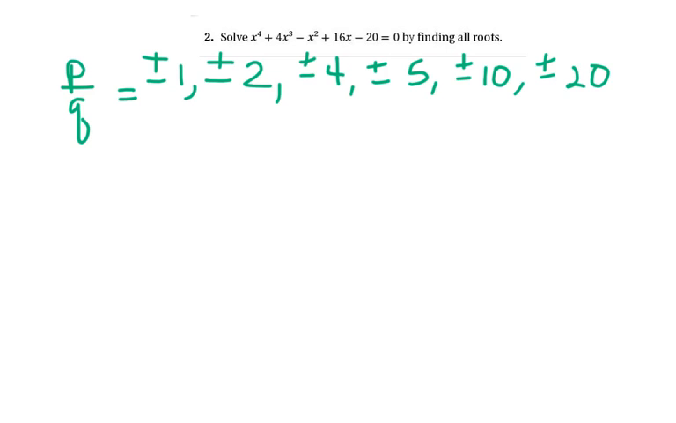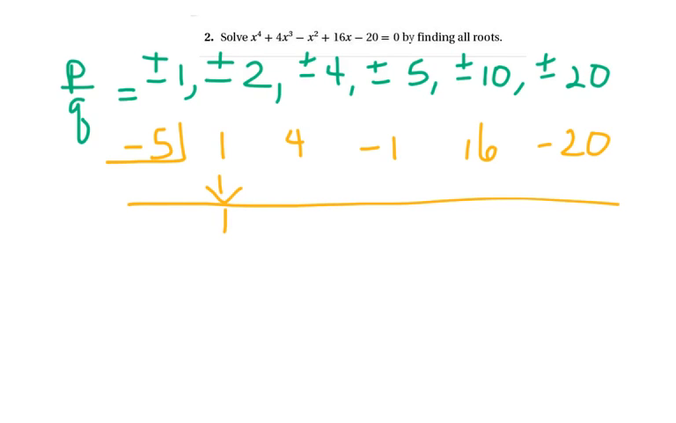I'm not going to show you a bunch of things that don't work and take up video time. I think I started with 2. I tried positive and negative 2, didn't work. Positive and negative 4 didn't work. I tried positive 5, and it turned out that negative 5 was a solution. So let's look at that.